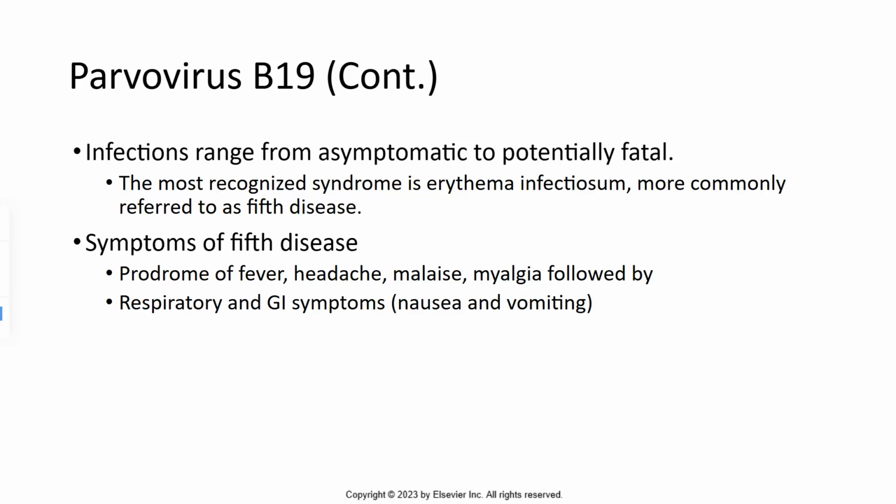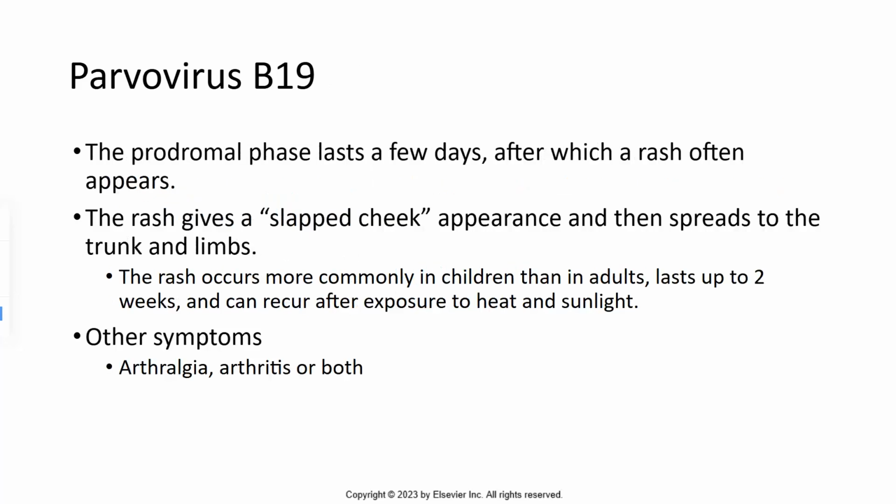Infections range from asymptomatic to potentially fatal. The most recognized syndrome is erythema infectiosum, more commonly referred to as fifth disease. Symptoms of fifth disease: prodrome of fever, headache, malaise, myalgia, followed by respiratory and GI symptoms, nausea and vomiting. The prodromal phase lasts a few weeks, after which a rash often appears. The rash gives a slapped cheek appearance and then spreads to the trunk and limbs.